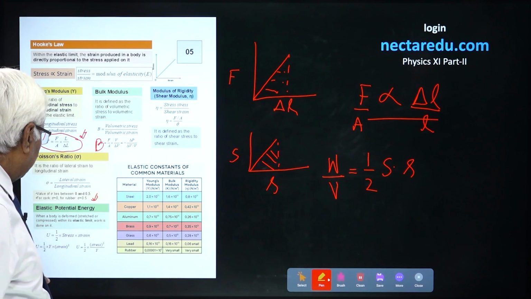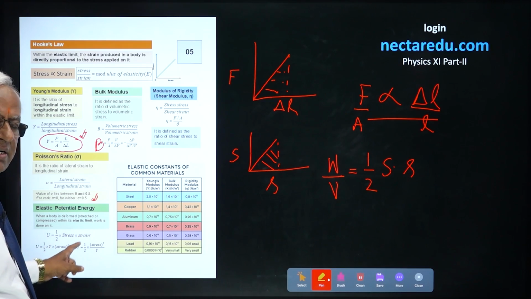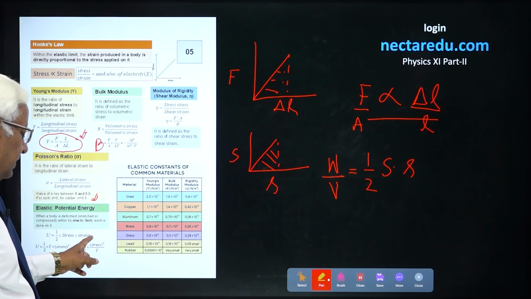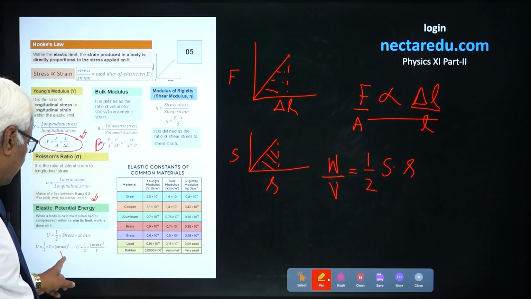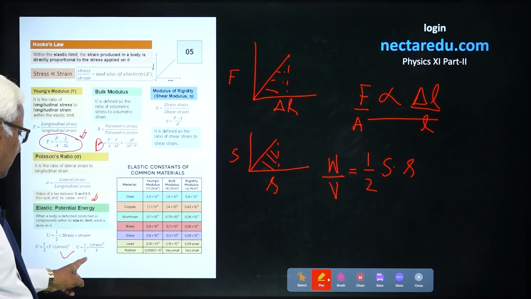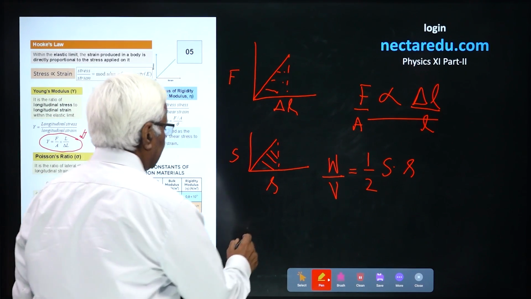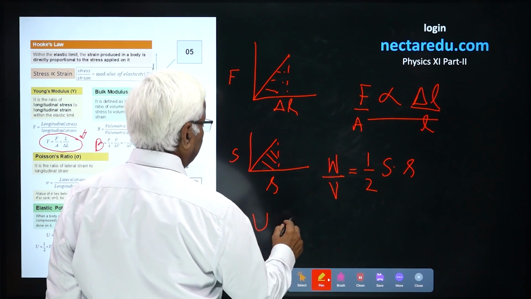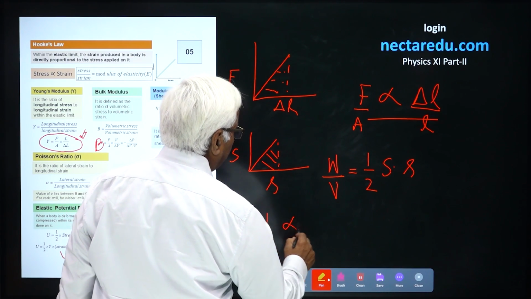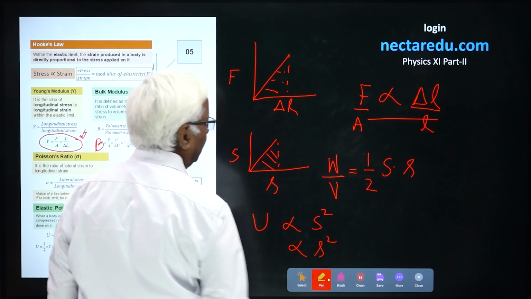Now it could be changed by multiplying by strain. In the numerator and denominator, if we multiply by strain, we will find strain square. And if we multiply by stress in numerator and denominator, it will be stress square. This is an important result, that elastic potential energy per unit volume depends on stress square, and also depends on strain square as well.